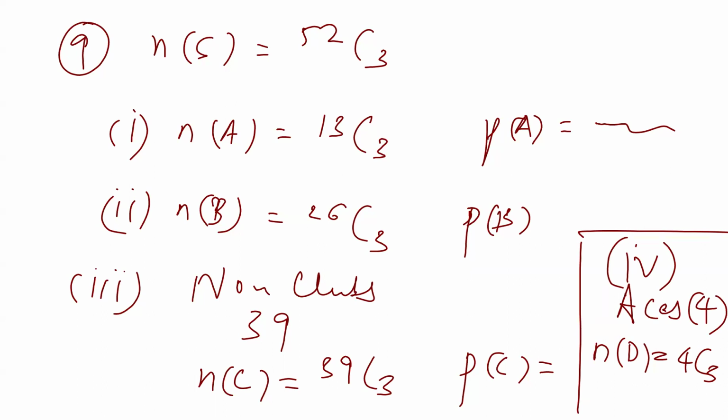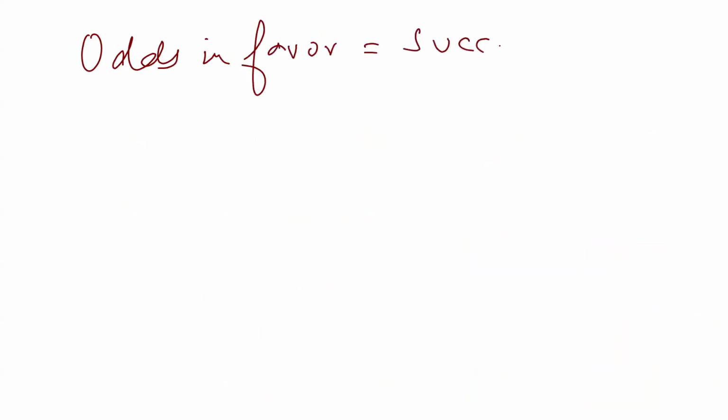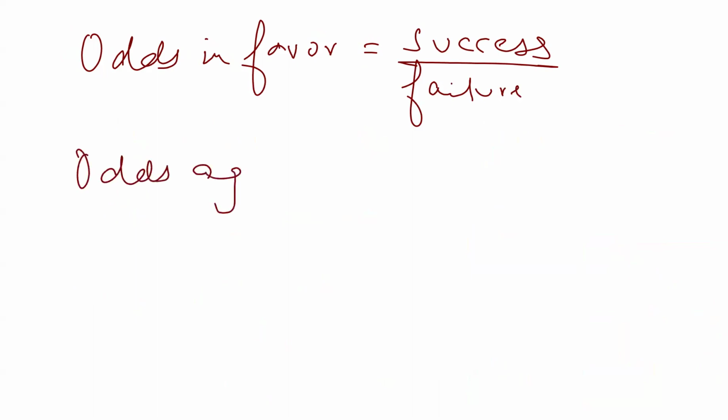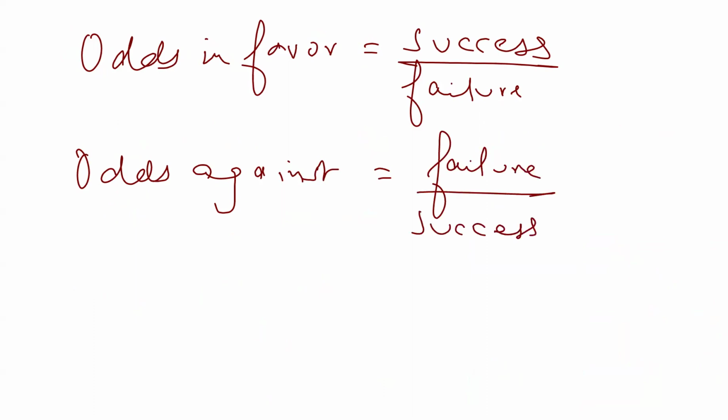Okay, now let us proceed further. So basically we need to understand this. Odds in favor is equal to success upon failure, or probability of success upon probability of failure. And odds against a particular event is failure upon success.